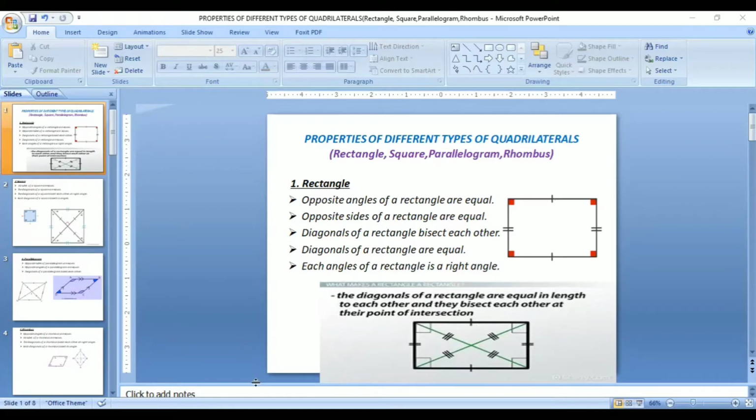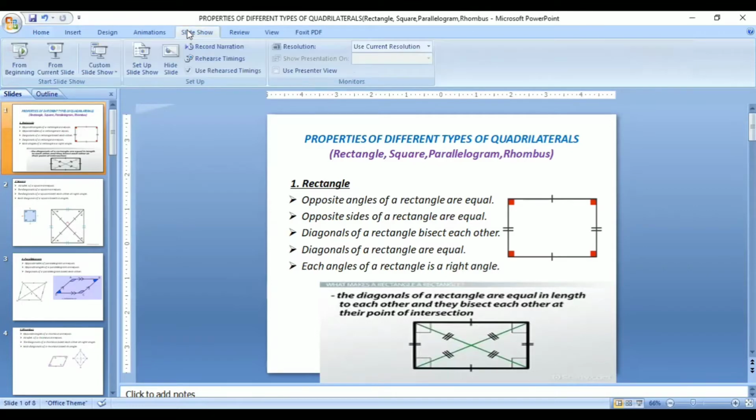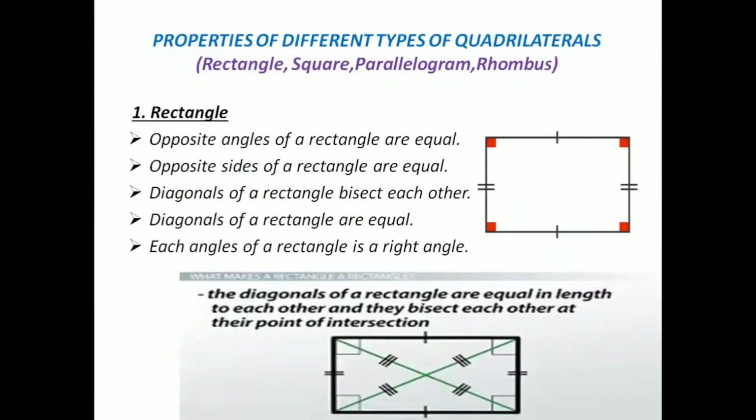Let's start with the first slide. Watch it carefully. The first one is the rectangle. This is a plane figure bounded by four lines. That means the rectangle comes under the quadrilateral, because there are four sides. In a rectangle, opposite angles are equal.